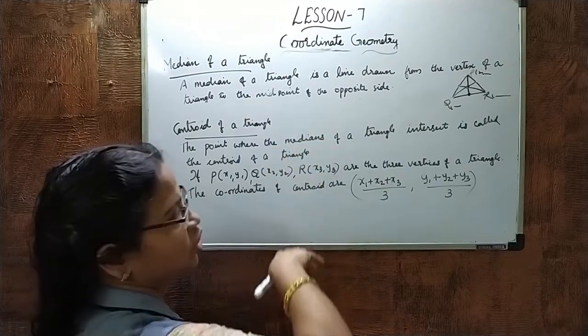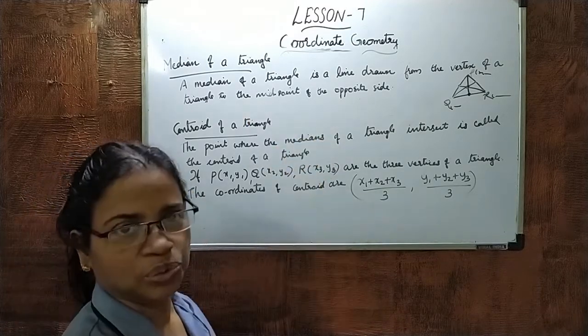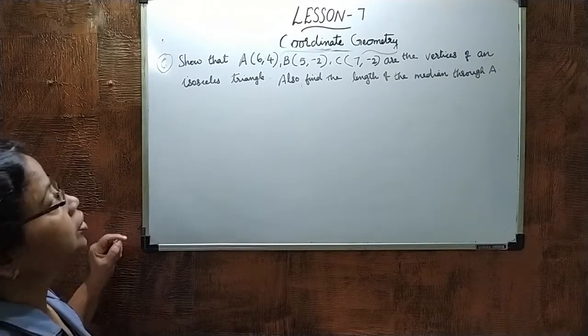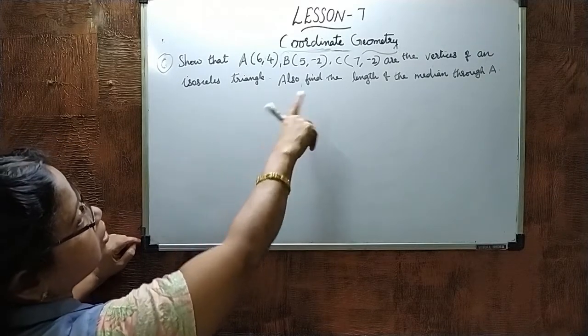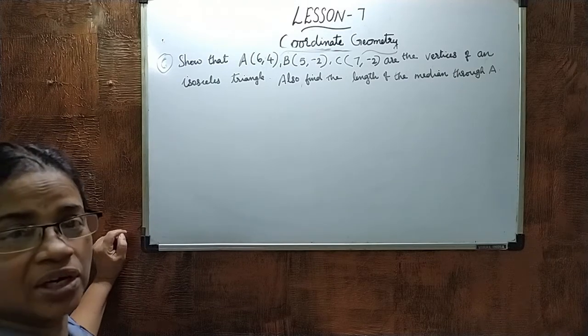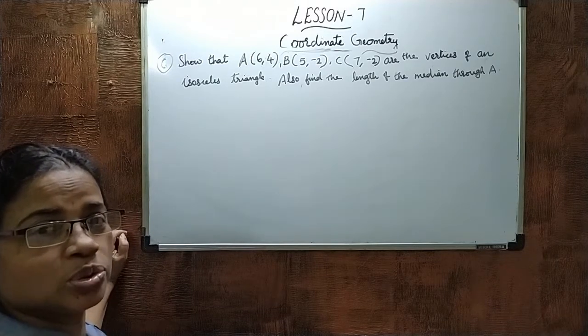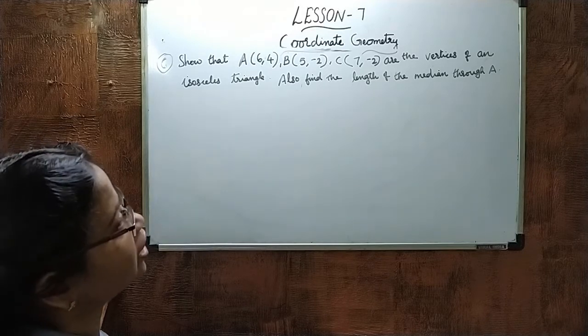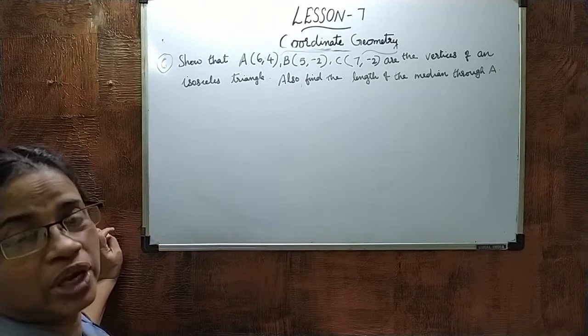And then median you know, then centroid now you know. Okay. This is an extra question. Show that A, B, C and the coordinates are given are the vertices of an isosceles triangle. Isosceles triangle means two sides will be equal. Also find the length of the median through A.